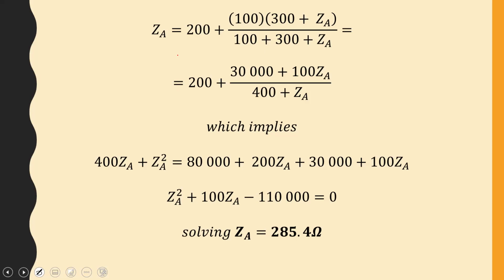So in this case, this would be the iterative impedance.